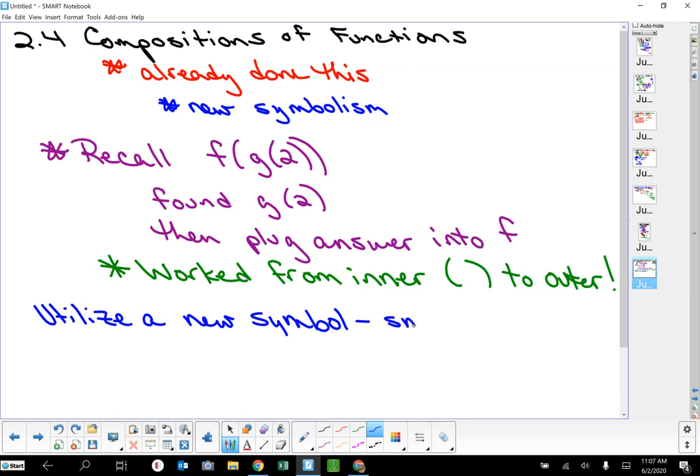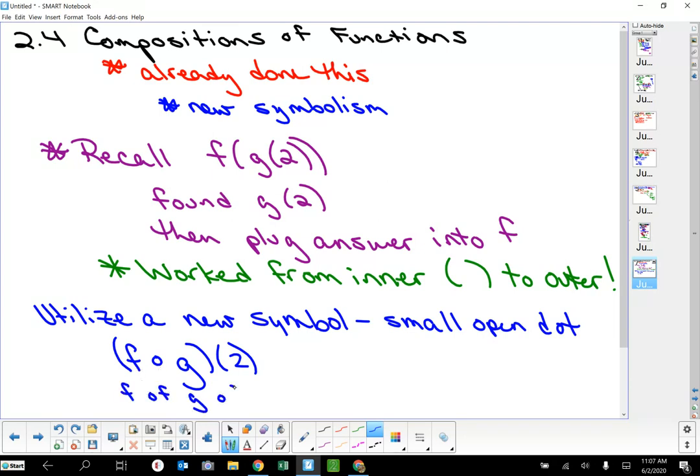And it's a small open dot. And so if you see this, F small open dot G of 2, that's what that would mean. So this is pronounced F of G of 2. That's how you say that in English. The little open dot represents the composition. It is not this F dot G, which would be multiplication. Don't confuse those two things. It is not this.